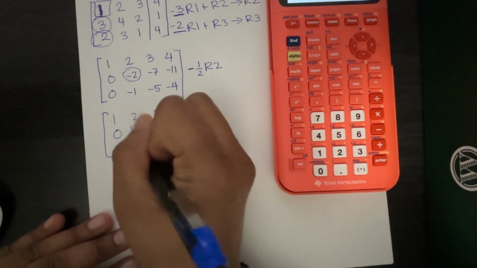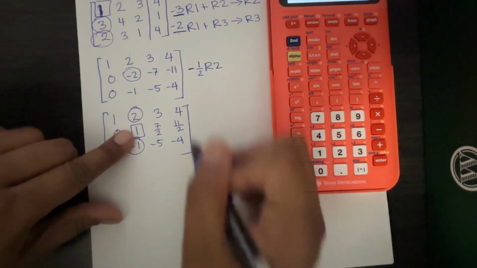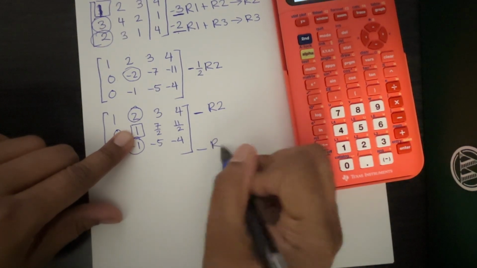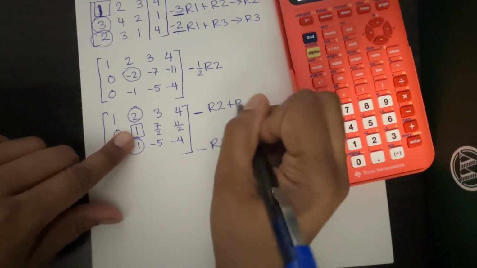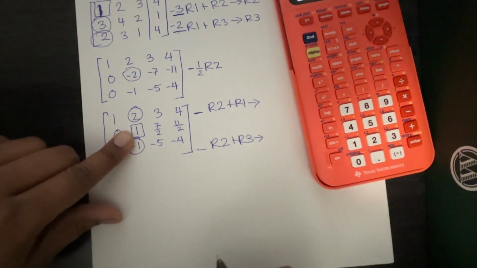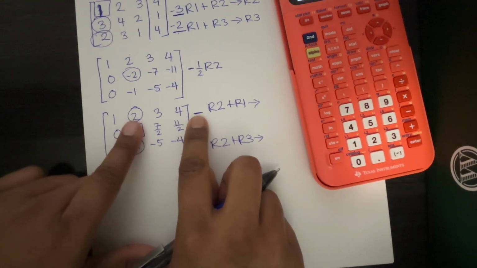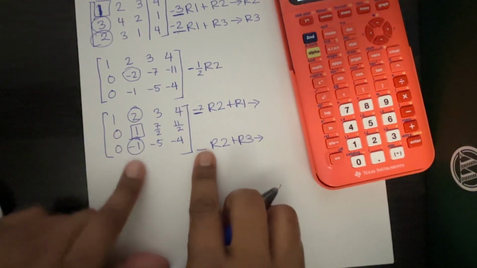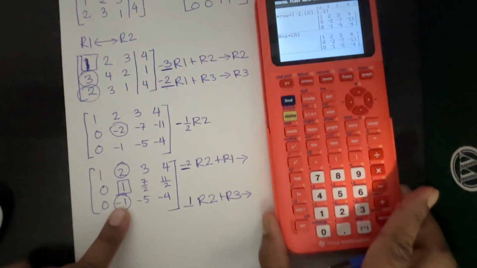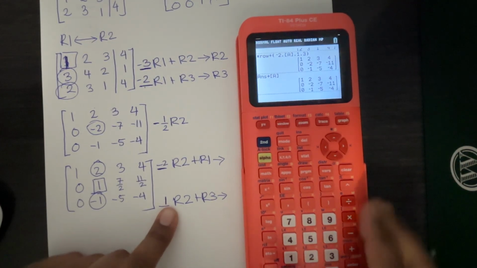Well, what's the next step? We need to zero this out. We need to zero this out. So since our pivot is in row 2, we're going to be changing row 1. And here we're going to be changing row 3. So what do I need to multiply to row 2? Well, since this is a 2, it's going to be -2. This is a -1, so it's going to be 1. So now let's go ahead and put these row operations in the calculator.